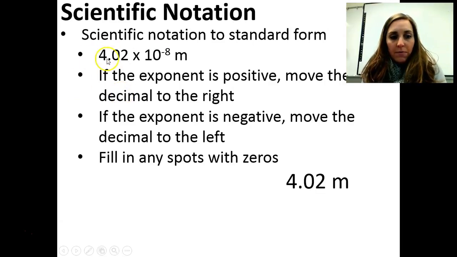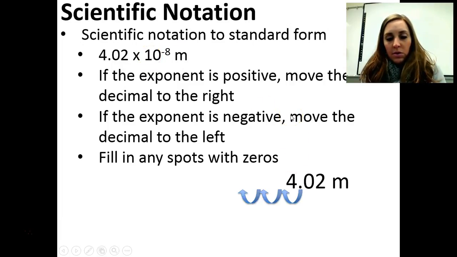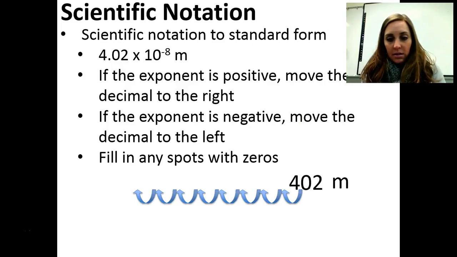So here's my coefficient. Times 10 to the negative 8th. Instead of writing times 10 to the negative 8th, I'm going to move my decimal. So here's the decimal. 1, 2, 3, 4, 5, 6, 7, 8. Here's the new number with the moved decimal. So it's no longer here. And I suggest as soon as you figure out where the decimal goes, put an X through here so you know not to include it in your measurement.